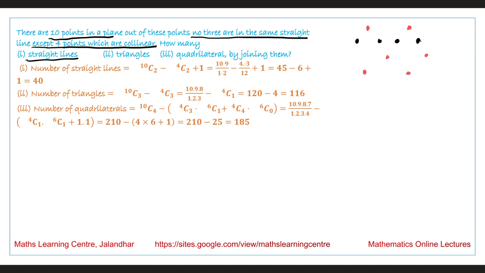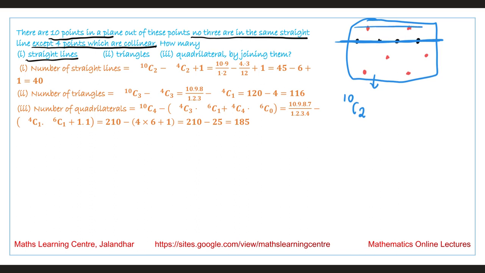Now when we are talking about the total number of straight lines, what we have to do is choose any 2 points. There are a total of 10 points over here. Out of these 10 points, these 4 points are collinear, and no other 3 points are collinear. So we are saying that out of these 10 points, we choose 2 points, and it will form a straight line. Suppose we have chosen these 2 points, we will obtain the straight line in this way.